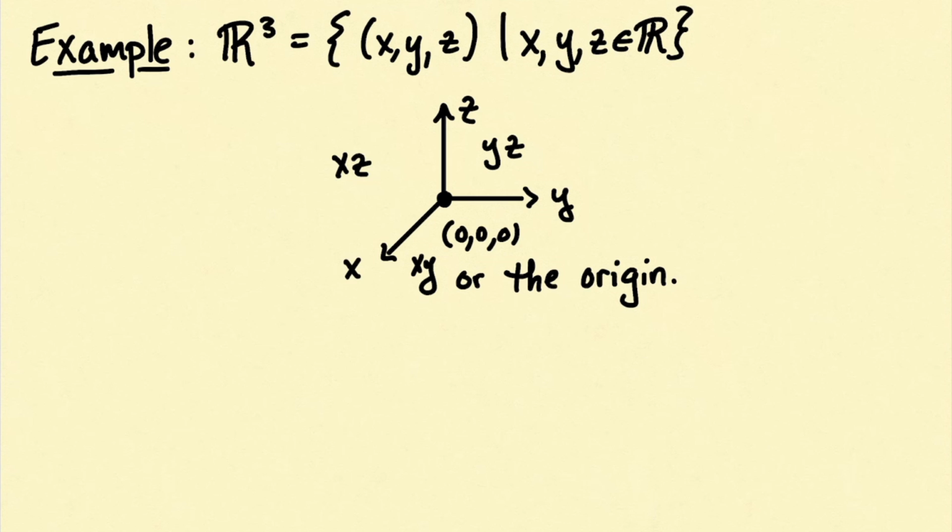Similar to R2, for three real numbers x, y, and z, the element (x, y, z) in R3 represents the point located by starting at the origin, moving x units along the x-axis, then moving y units parallel to the y-axis, then z units parallel to the z-axis.